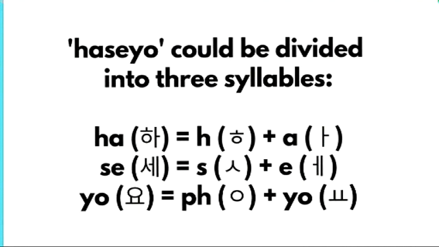The first syllable ha is formed from the combination of the sounds hieut and a. Se is formed from the combination of the sounds of siot and e, while yo is just the sound yo itself. But as you can see on the third syllable, there is a placeholder ieung at position 1. And since it is on position 1 of the syllable, it has no sound. It just serves as a placeholder.